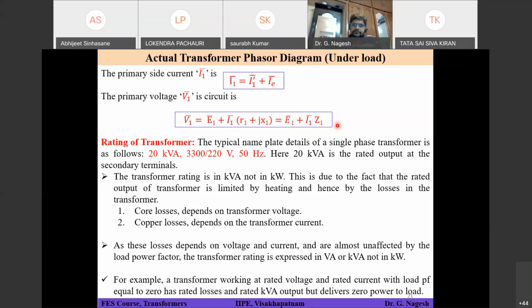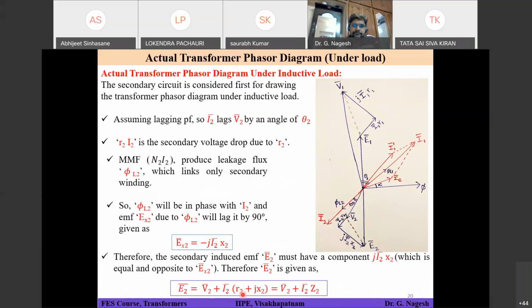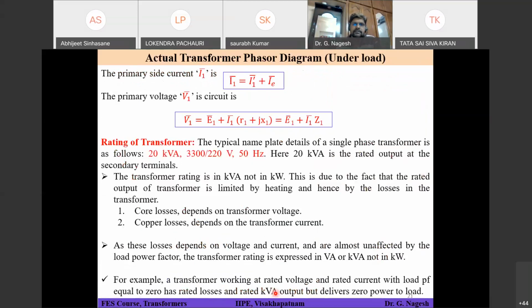So finally, the conclusion is V1 is a phasor addition of E1 and I1 R1 plus j X1 into I1. Similarly, on the secondary side, E2 is equal to V2 plus I2 into R2 plus j X2. These are the two main equations. This one is for the secondary winding, and this is for the primary. These two are the final equations which you should remember and which are important.